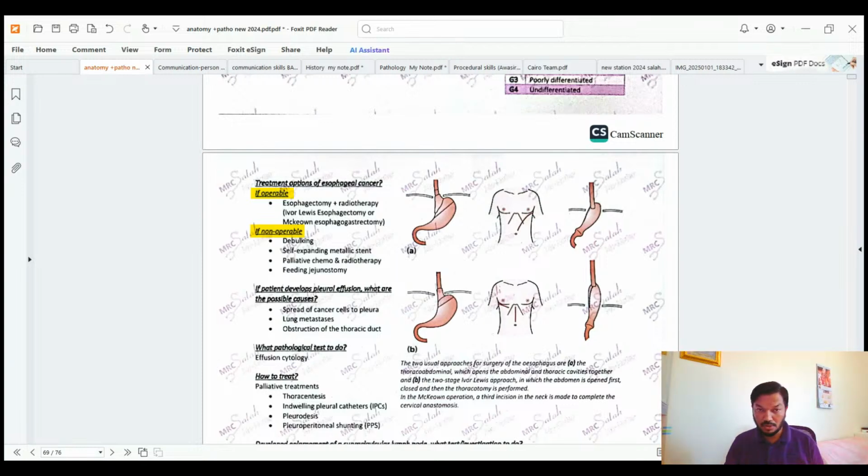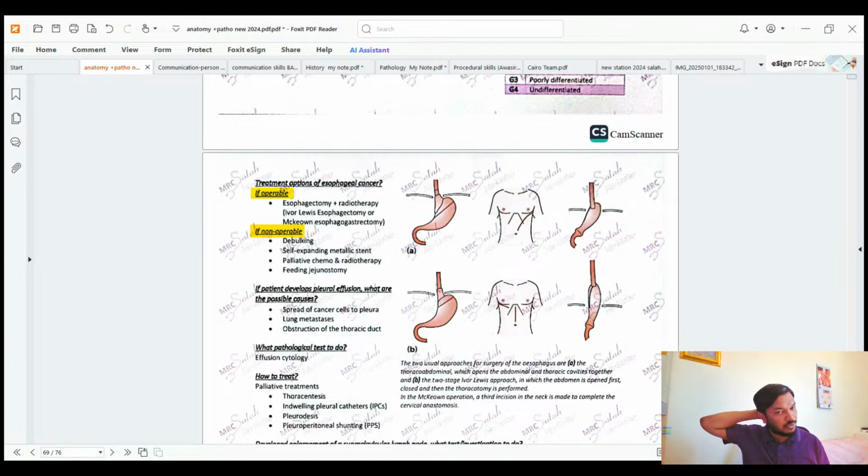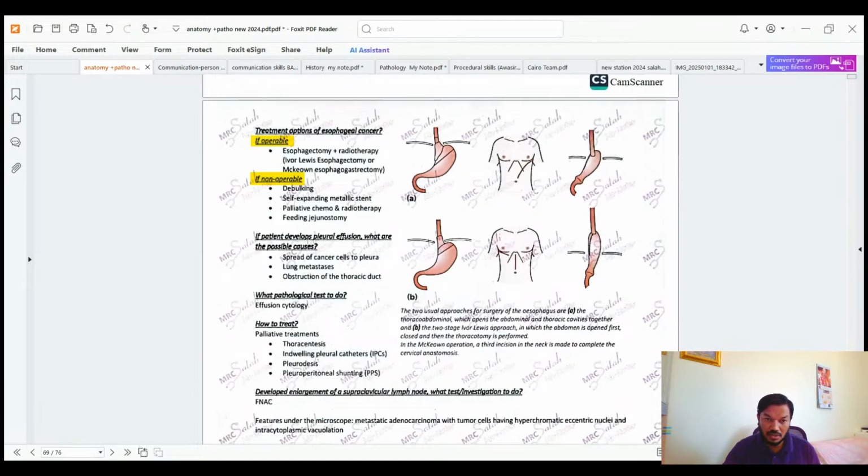And if non-operable, then we do palliative management, which includes debulking, self-expanding metallic stent, palliative chemo and radiotherapy, feeding jejunostomy. And if patient develops pleural effusion, what are the possible causes? Spread of the cancer to the pleura, lung metastasis, and obstruction of the thoracic duct.